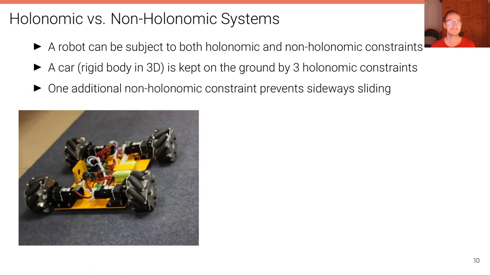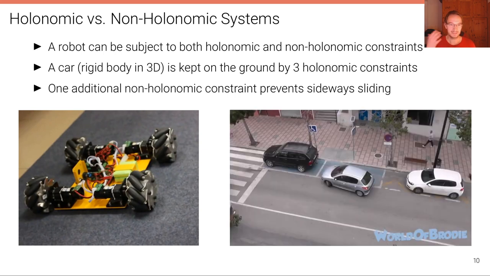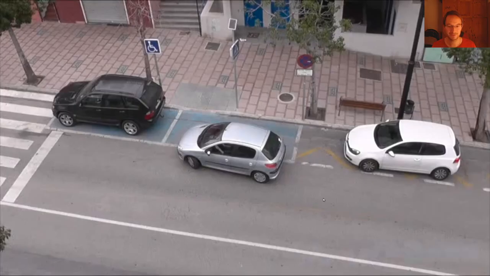So that's pretty cool, huh? So this is a holonomic system. But then here on the right, we see a non-holonomic system that is constrained by these additional non-holonomic constraints. I guess you have all experienced situations like that.